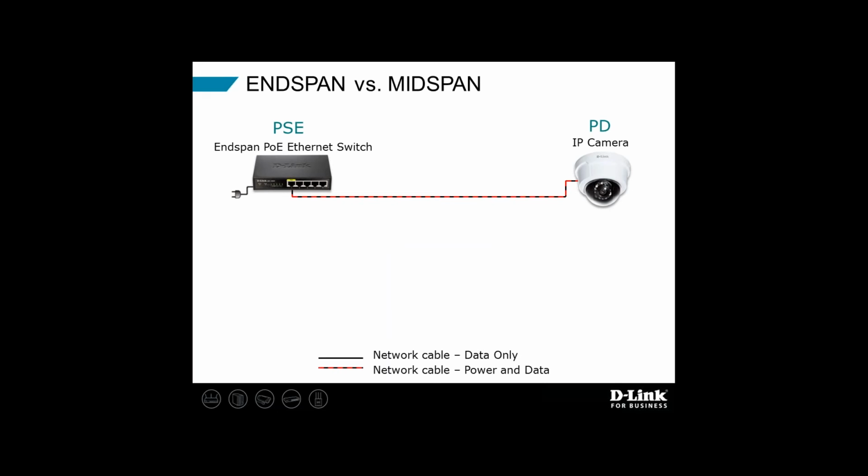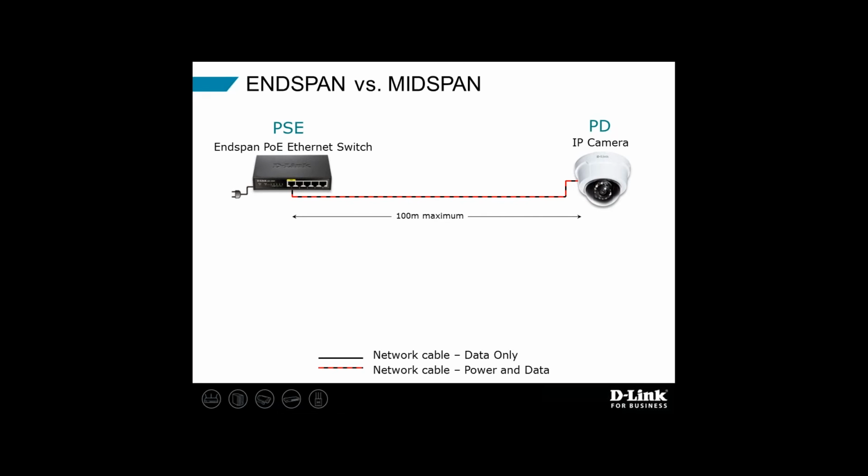So this slide better illustrates the differences between an end span and a mid span. Here you're looking at an end span. So I've got a 5-port switch. One port is PoE enabled. I've got my LAN cable plugged into that PoE port, and the LAN cable is connected up to 100 meters, and you know that with the IEEE 802.3 Ethernet standard, we can go up to 100 meters over the LAN cable, and at the far end is my PD, in this case an IP camera.